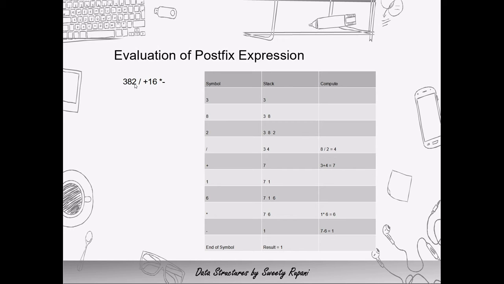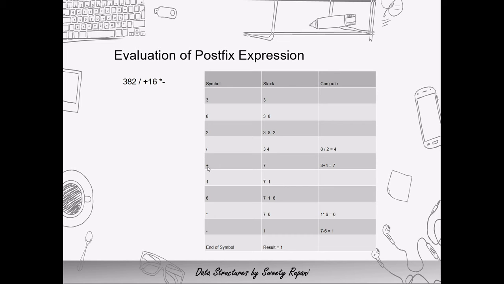2 is again an operand. It will be pushed onto a stack. Followed by which I come across a divide sign. Divide is an operator. So whenever I come across an operator, I'll have to pop two elements out of a stack. That is, 2 that is popped out becomes my second operand, and 8 which is popped out then becomes my first operand. I'll compute 8 divided by 2 resulting in 4. We will push this 4 onto a stack.